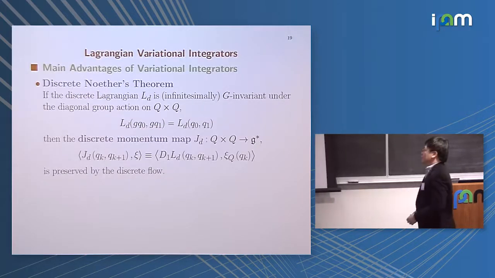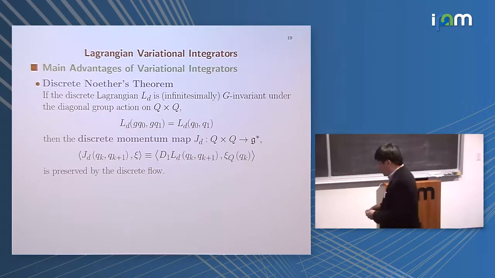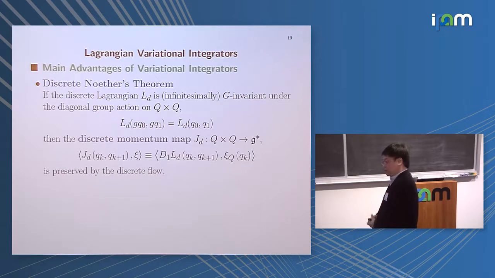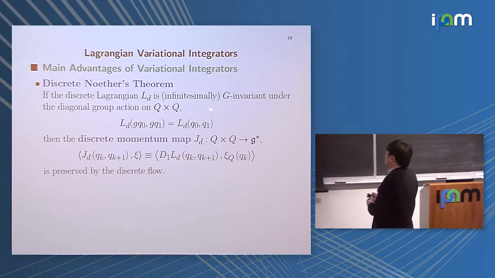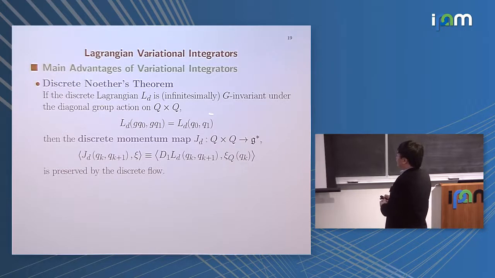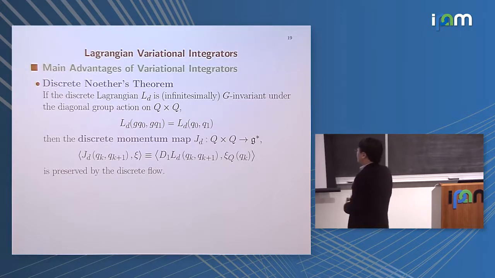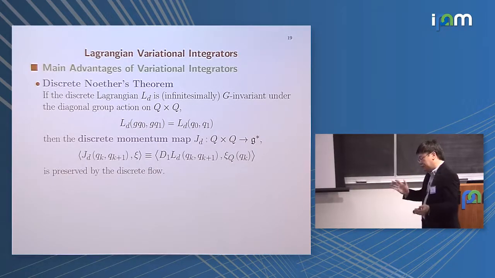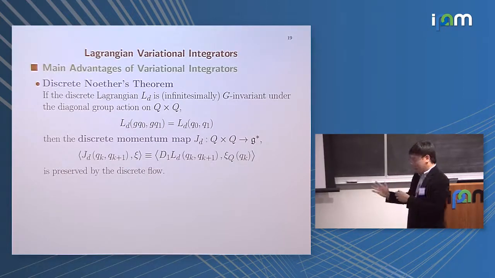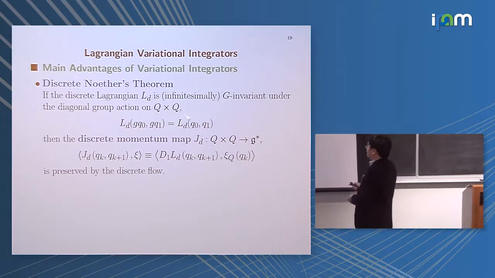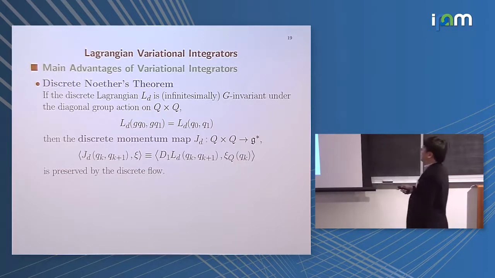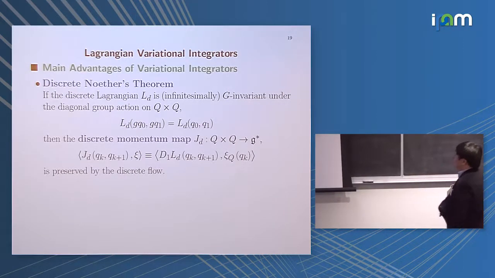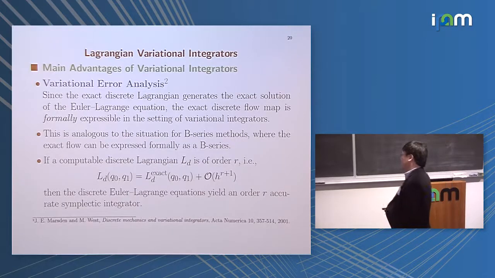All right, so why would one do this? What's the motivation, if you will, from a mathematical perspective, to do all this stuff? So one of which is that you have a discrete version of Noether's theorem. As I said, if you have a discrete Lagrangian which is G invariant under the diagonal action in the following way, then there's an associated discrete momentum map which is preserved by the discrete flow. Okay, so there's a discrete version of the relationship between symmetries and conservation laws, which is automatically satisfied. And so the task then is constructing these discrete Lagrangians in such a way that they are group invariant in this way.